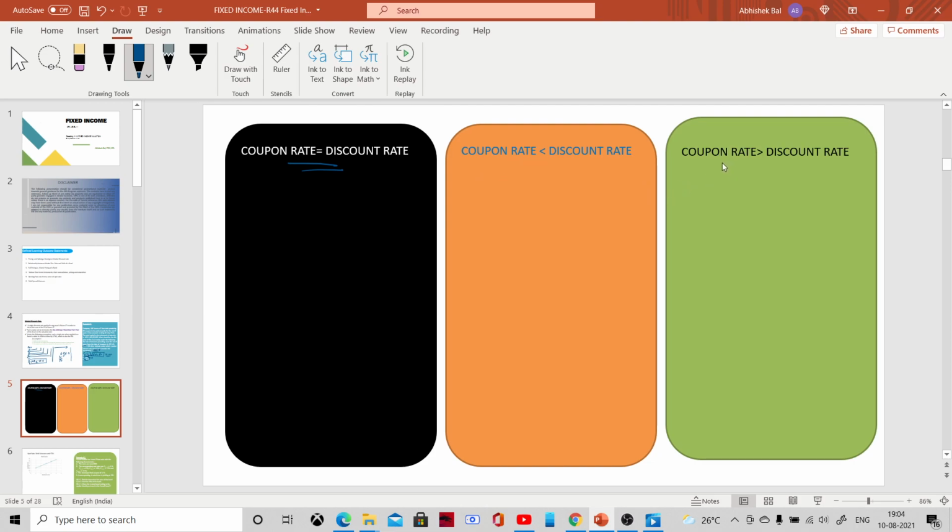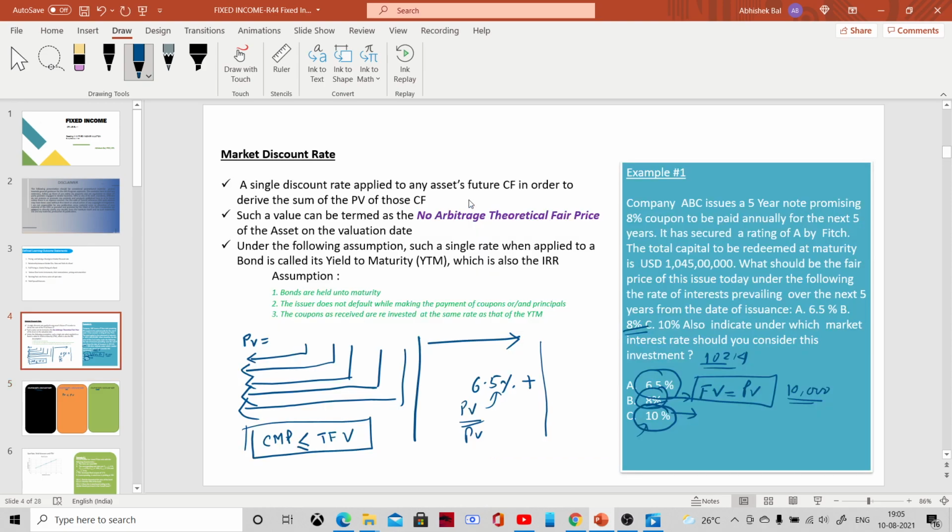If the coupon rate is less than the market discount rate, that means your security is yielding less than what the market is ready to offer. So in this case, the issue should be properly discounted, and the price should be less than the face value. Okay, so this is the first relationship that we gleaned out of it.